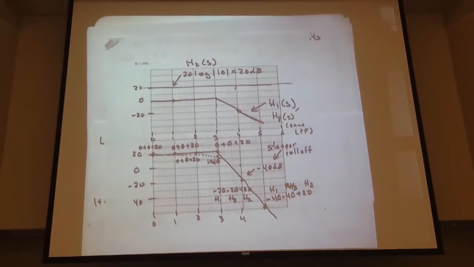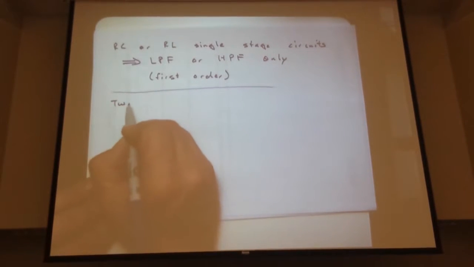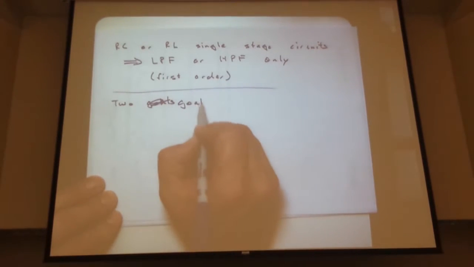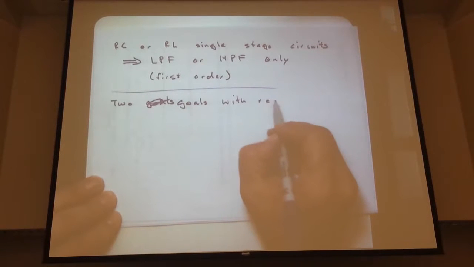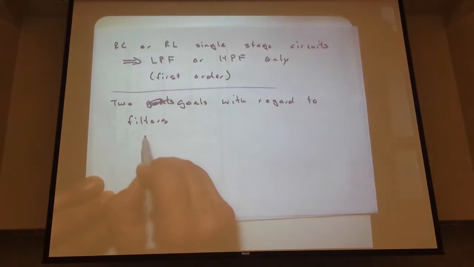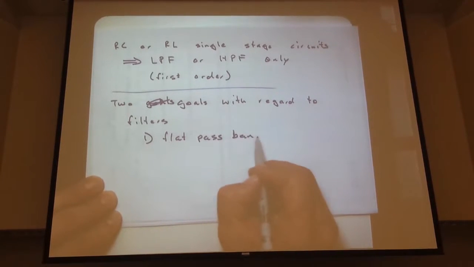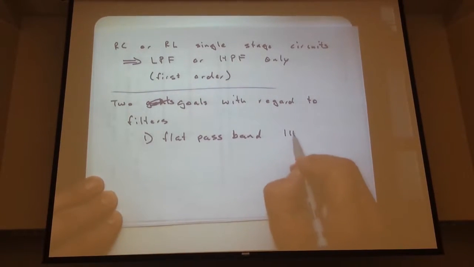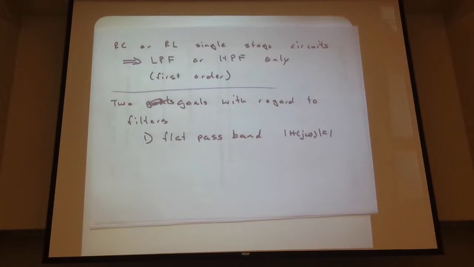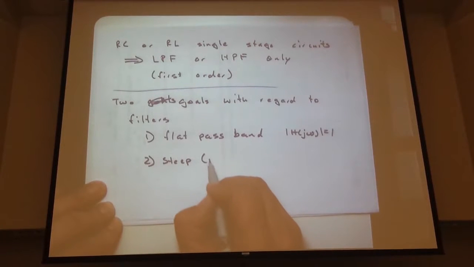So we have two filter goals, at least with regard to these particular filters. A flat passband, which means magnitude of H of j omega equals 1, or the amplitude of the output equals the input, and steep stop band. In parentheses, we can write infinite.